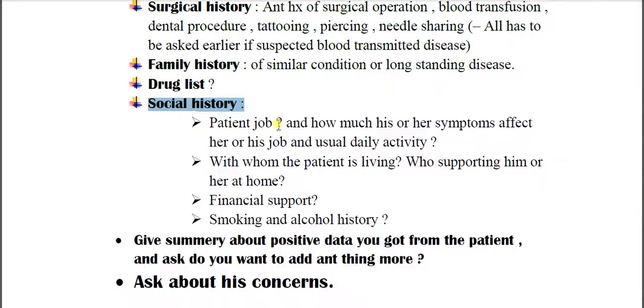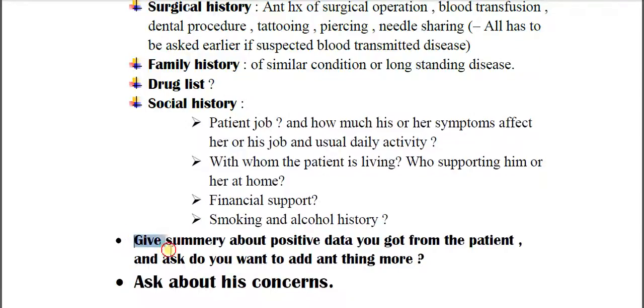What do you do for a living and how much do the symptoms affect your usual daily activities and job? Refer the patient to a social worker if it affects her social activities, and refer the patient to occupational health care if it is affecting her job. With whom the patient is living and who is supporting the patient at home. What about your financial support? What about smoking and alcohol history? Alcohol intake also can cause pseudo-Cushing and can precipitate weight gain.